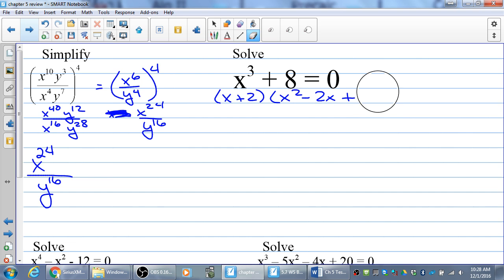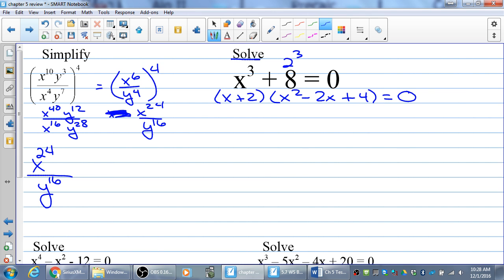Solve. This factors into x plus 2, x squared minus 2x plus, not 16, I was going to write 16, plus 4. That is the sum of 2 cubes, right up here, sum of 2 cubes. Same, opposite, always plus. That's x to the 3rd. This right here is 2 to the 3rd. So there's your a and b.